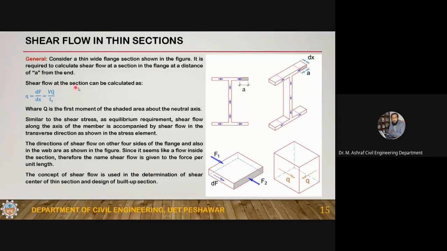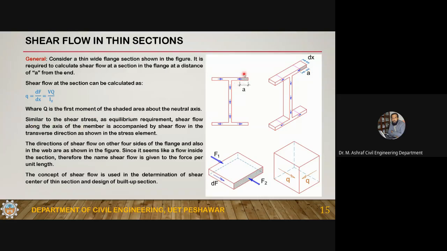So the shear flow at this section can be calculated as q equal to dF by dx. And since this is the shaded portion, this is a force acting in this direction due to flexure. This is acting in this direction, and there must be a force here. And if you take the same measure, you can get VQ by Iz. So the definition is the same. Now Q is the first moment of area of this, similar to the shear stress.